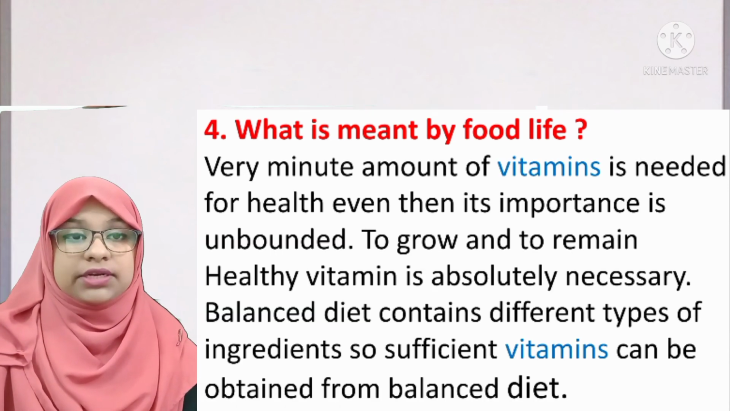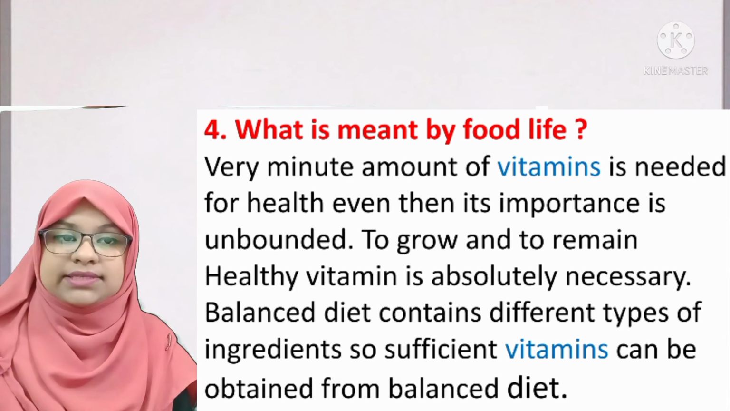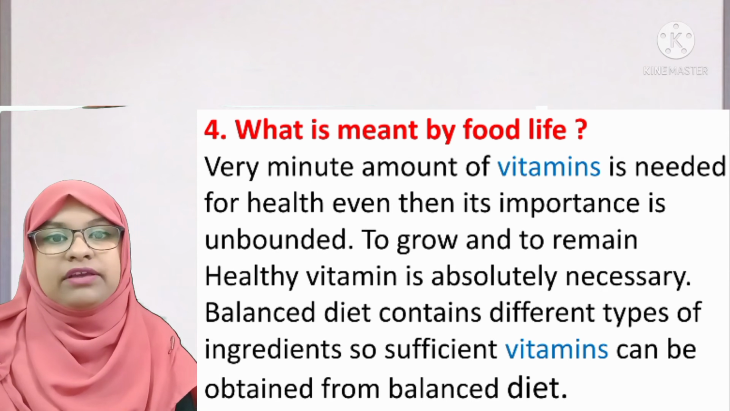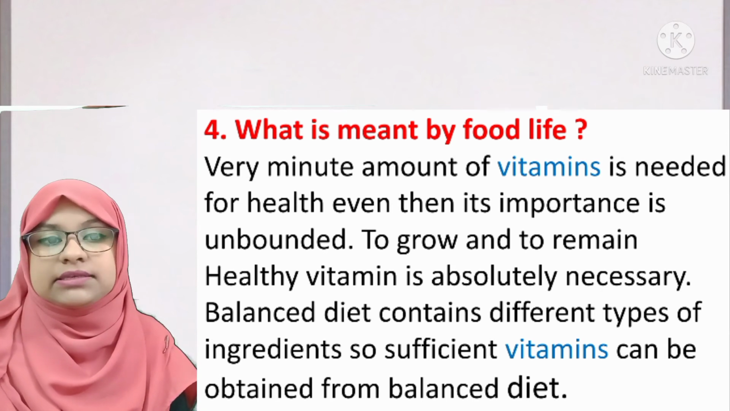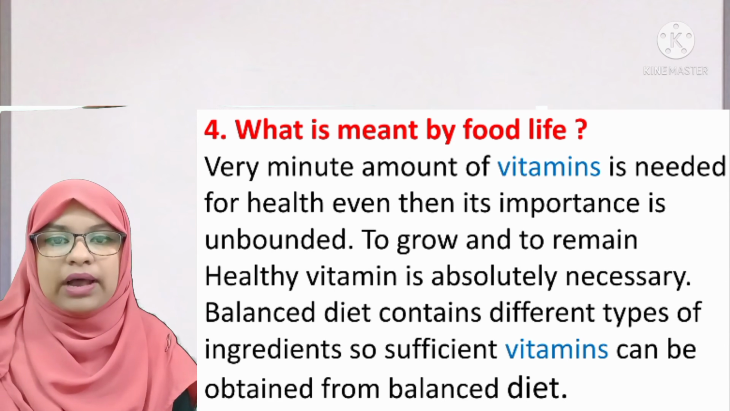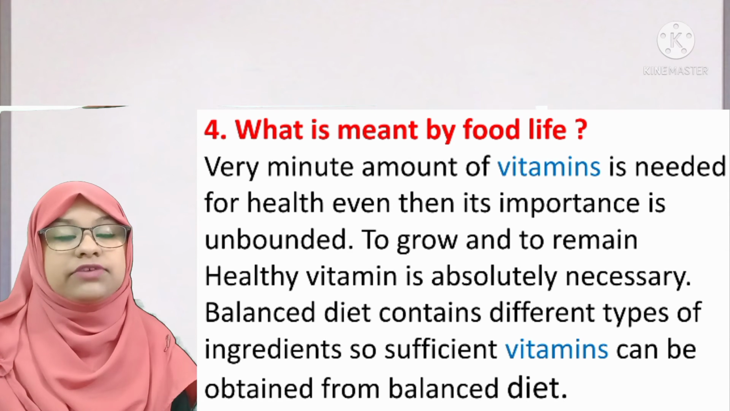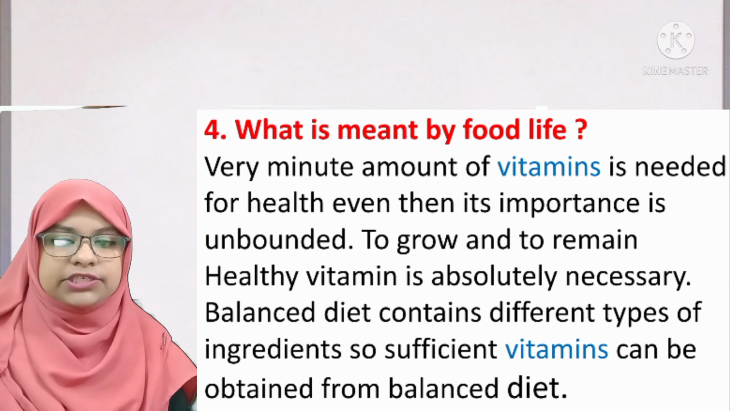Our fourth understanding question, what is meant by food life? In a word, we can say that vitamin is the food life. A very minute amount of vitamins is needed for health, even so its importance is unbounded. To grow and to remain healthy, vitamin is absolutely necessary. A balanced diet contains different types of ingredients, so sufficient vitamins can be obtained from a balanced diet.